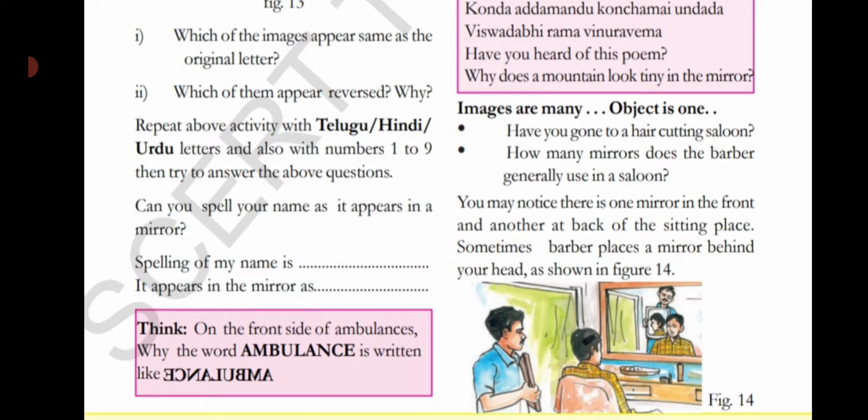Next, images are many, object is one. How, being one object, could many images be formed? Let's see. Have you gone to a hair cutting salon? Mostly boys? Yes, children. Boys will be going to the hair cutting salon. How many mirrors does the barber generally use in a salon? You can see in the picture also, children. You may notice one mirror in front and another at the back of the sitting place. Yes or no, children? Sometimes the barber places a mirror behind your head, as shown in figure 14 here.